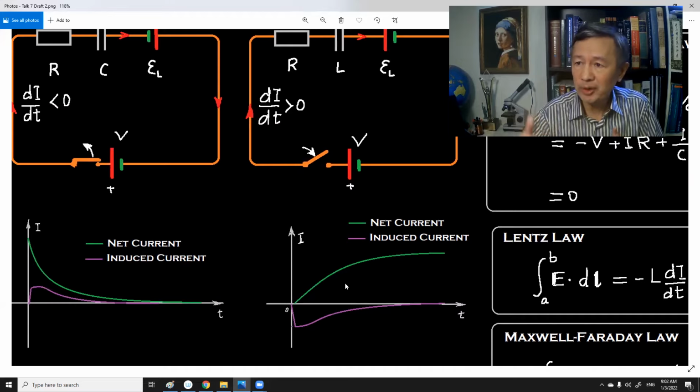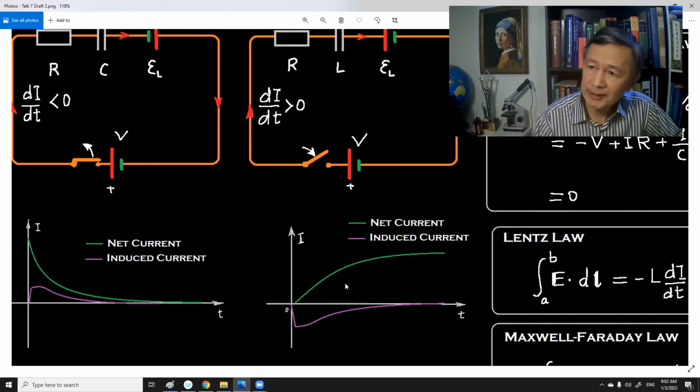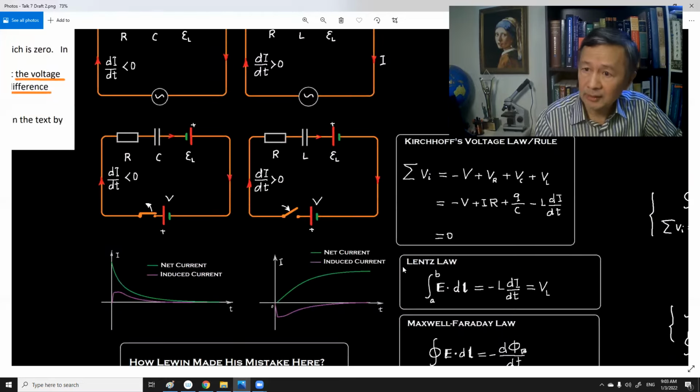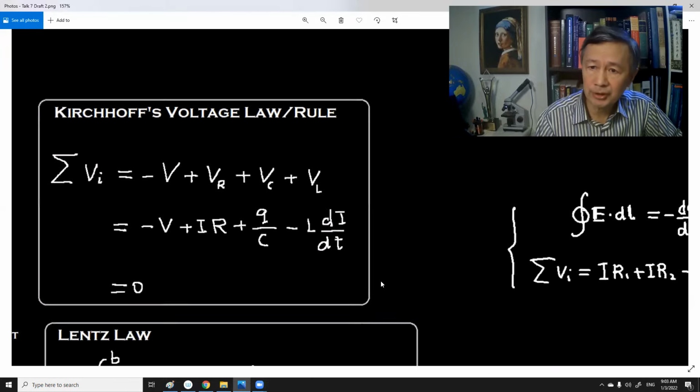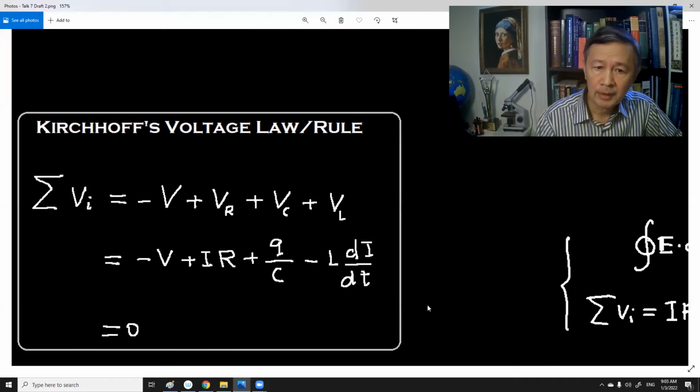Of course, this is just a sketch. Now, if you really want to go quantitative, you will see that this non-stepwise increase in current was caused by the induced current. Okay, clear now? Now, let's apply Kirchhoff's voltage law first.